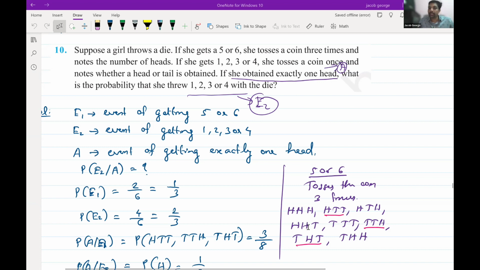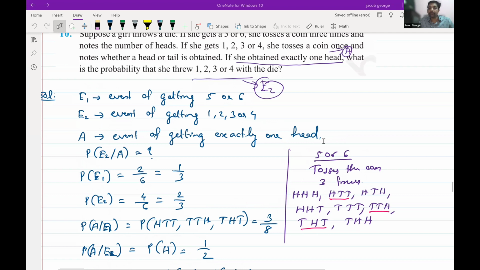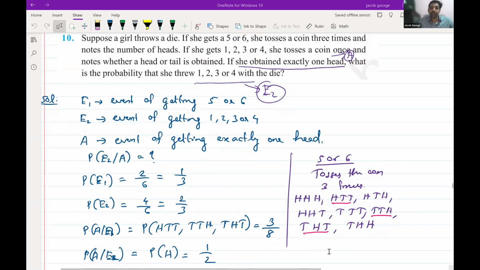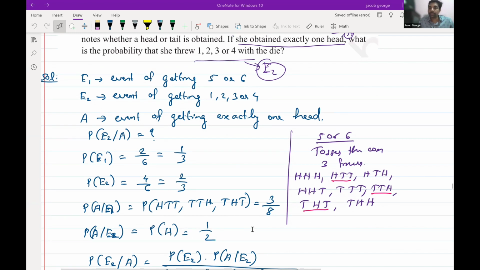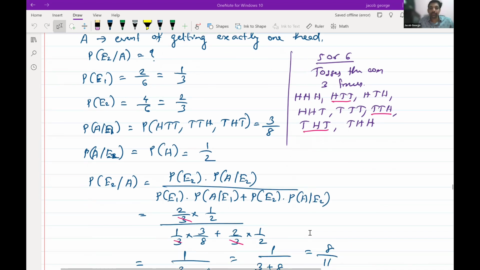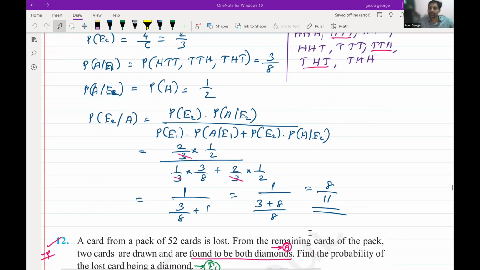Yes. Next, A given E2. A given E2 means getting exactly one head when she threw 1, 2, 3 or 4. So with 1, 2, 3 or 4, what happened? She tosses a coin once. Tossing a coin once means P of H is 1 by 2. Getting head is 1 by 2. So then we have to write the formula. Yes, like this you will write the formula and substitute. Clear? P of E2 given A.